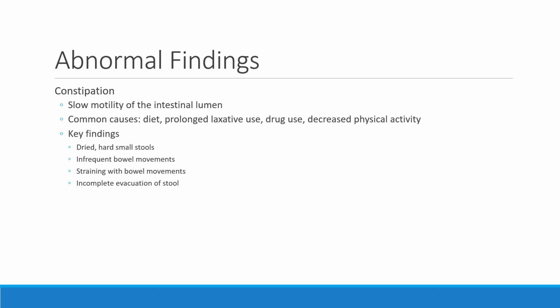All of the findings discussed here are in your health assessment text. I did try to just pick out some of the key points for each of these diagnoses. So the first one we're going to talk about is constipation, which is slow motility of the intestinal lumen. Common causes include diet, prolonged laxative use, opiate drug use, decreased physical activity, and key findings are dry, hard, small stools, infrequent bowel movements, straining with bowel movements, or the patient saying they feel like they have incomplete evacuation of stool.